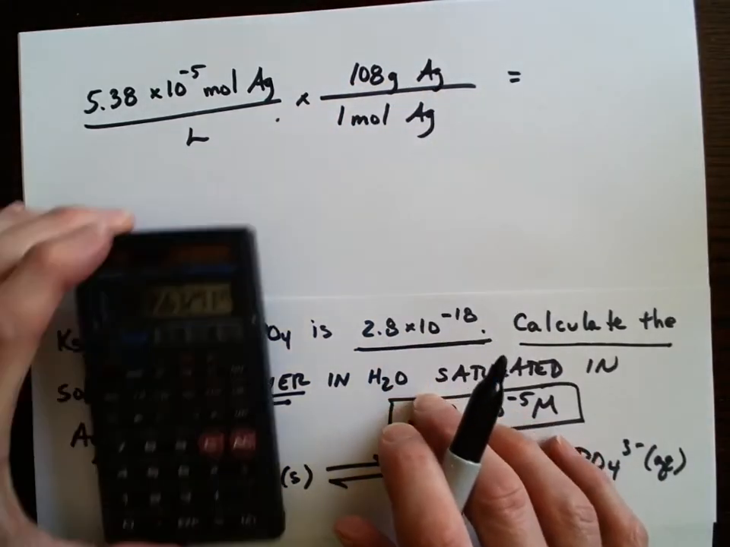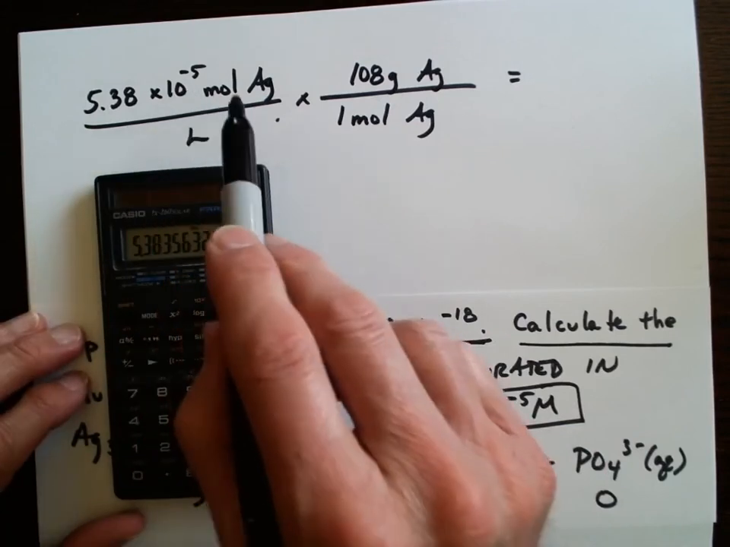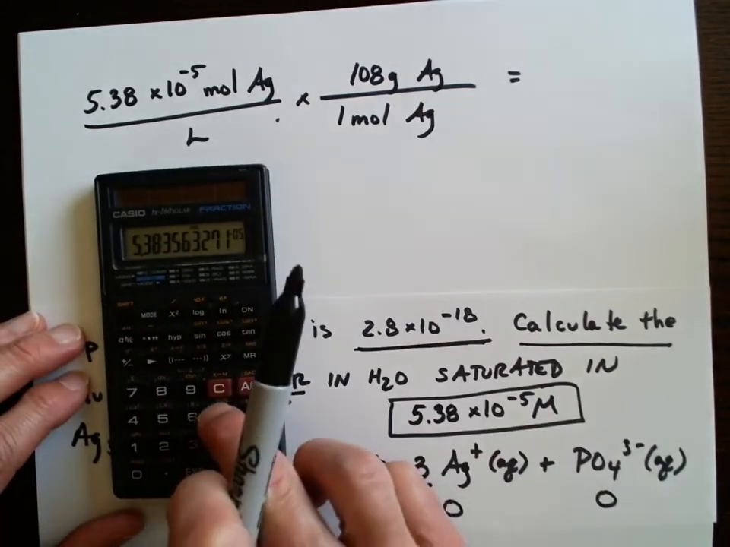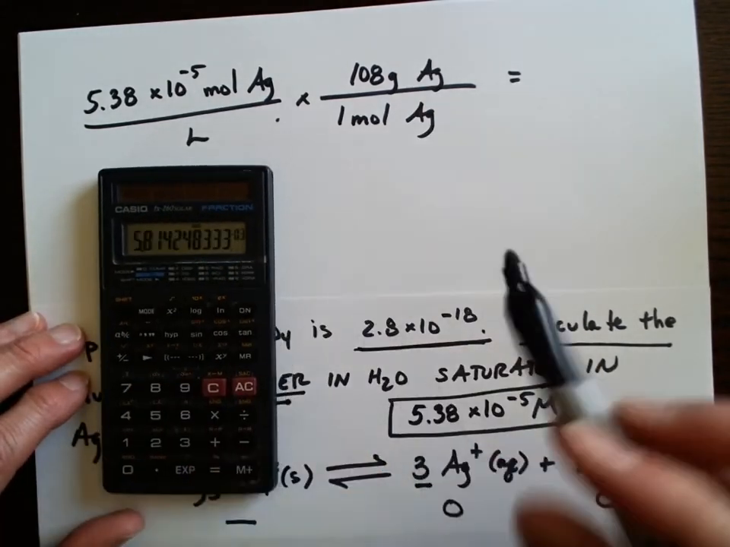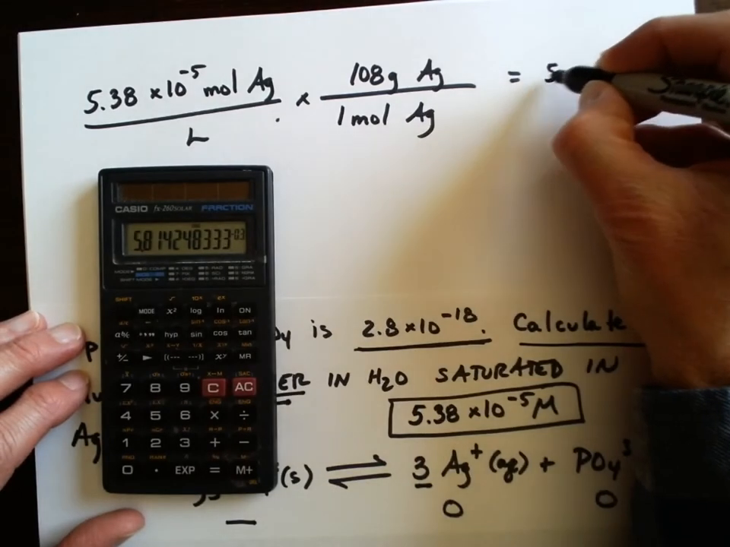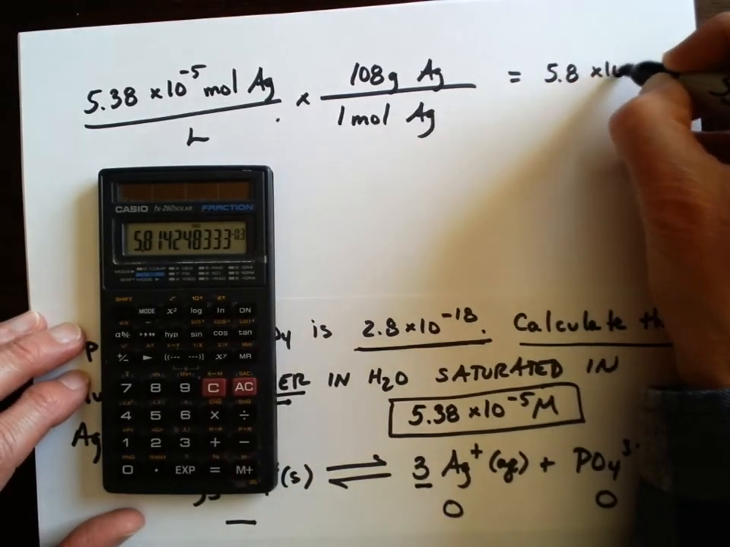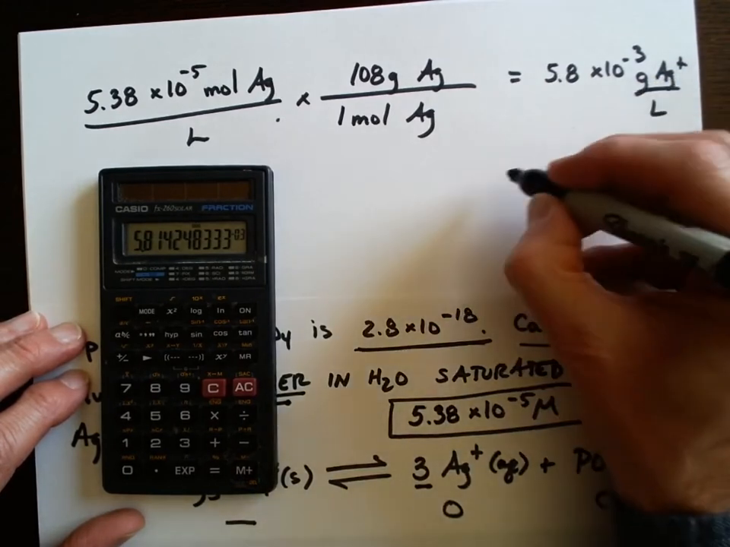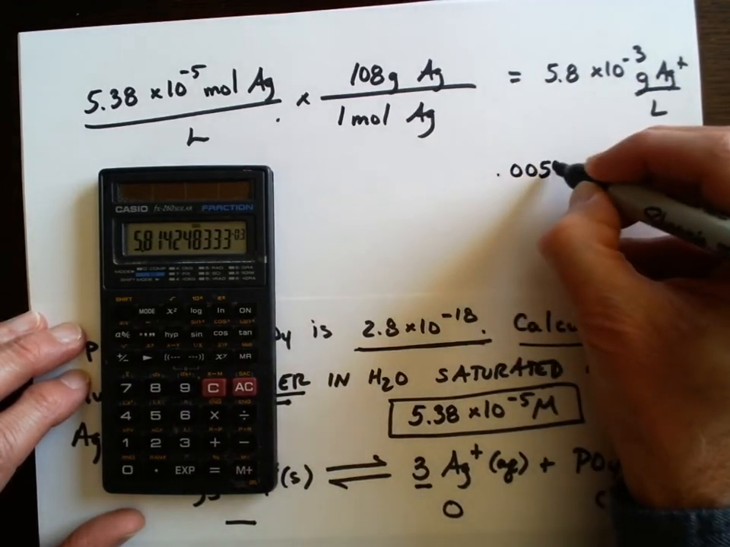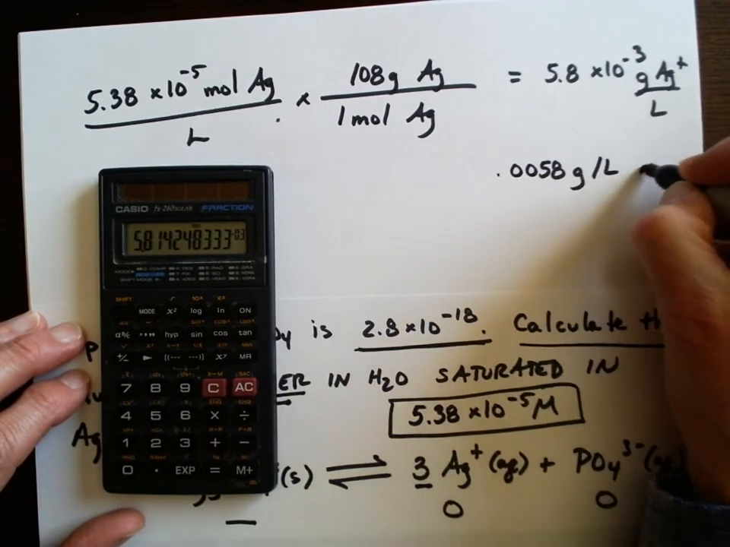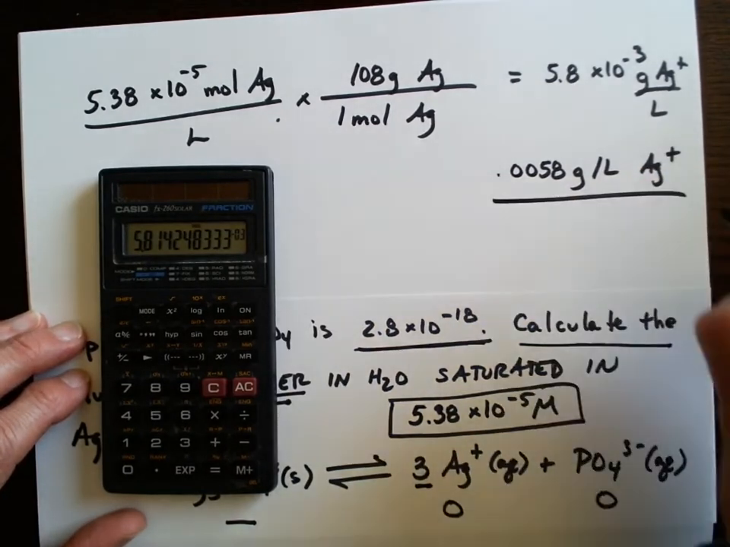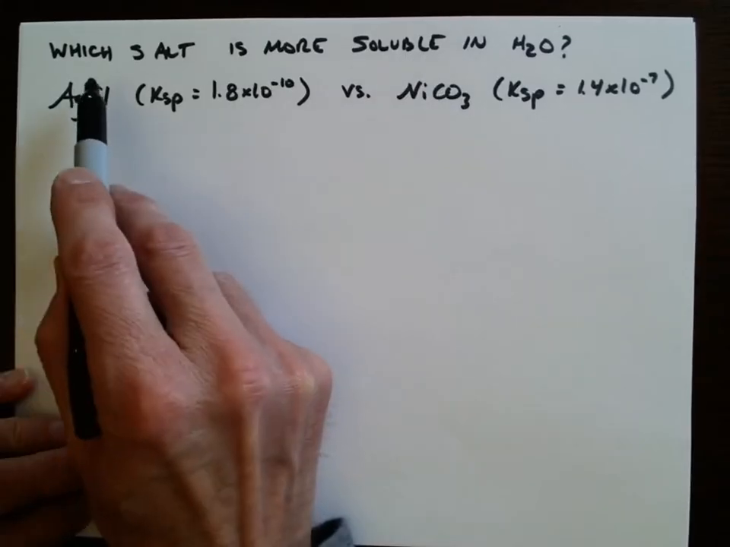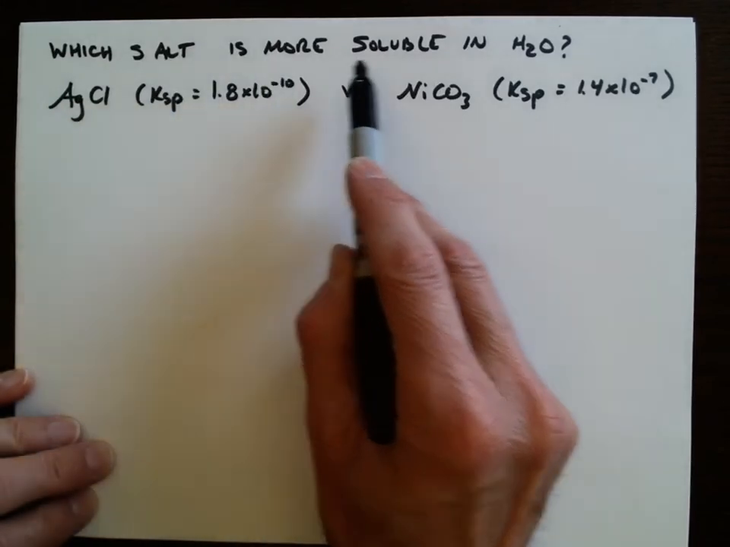Let's do that math. I just got my 5.38 times 10 to the negative 5th already in my calculator, and I'll multiply that by 108. And I get 5.8 times 10 to the negative 3 grams of silver per liter, or I could write that as 0.0058 grams per liter silver. And we're done.